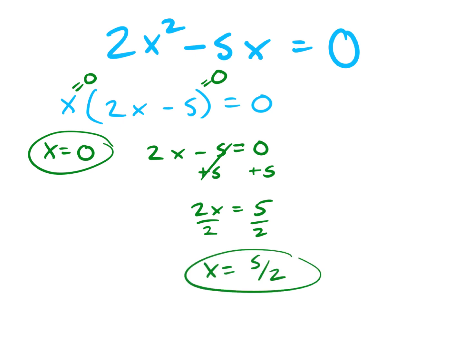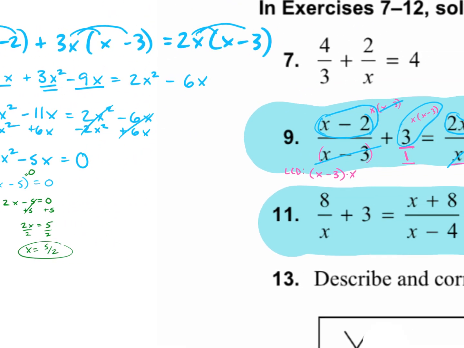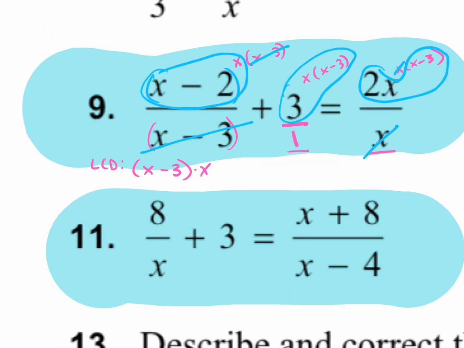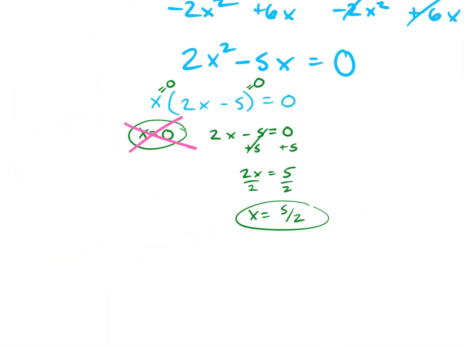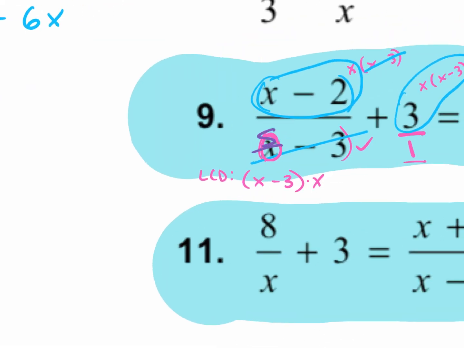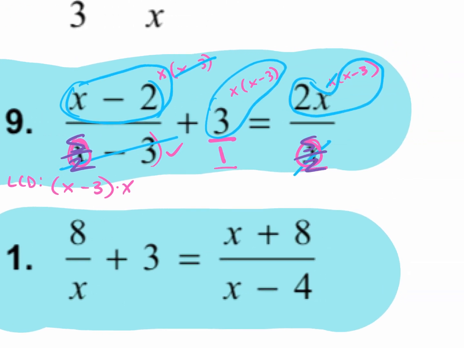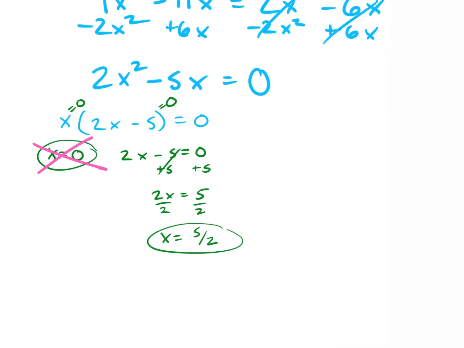What do we have to do next? Check them. We've got to plug them in to check. So if I plug in 0, 0 minus 3 is negative 3, so we're good there. What about 0 in our third one? Can I have 0 in the denominator? Nope. So is 0 an answer? Nope, does not work. And then let's just try 5 over 2. 5 over 2 minus 3, is that 0? Nope. And then 5 over 2, is that 0? Nope. So does 5 over 2 work? Yes. So our only answer here would be 5 over 2.